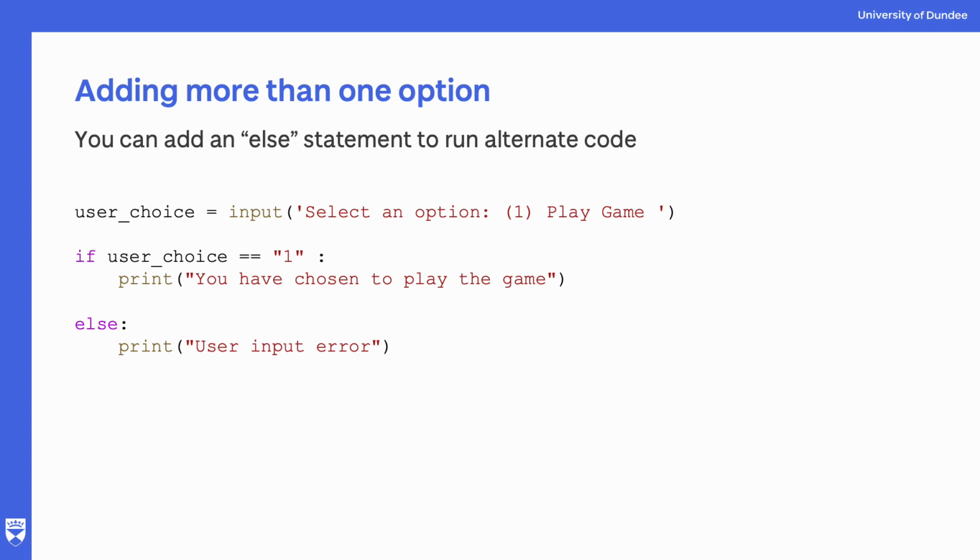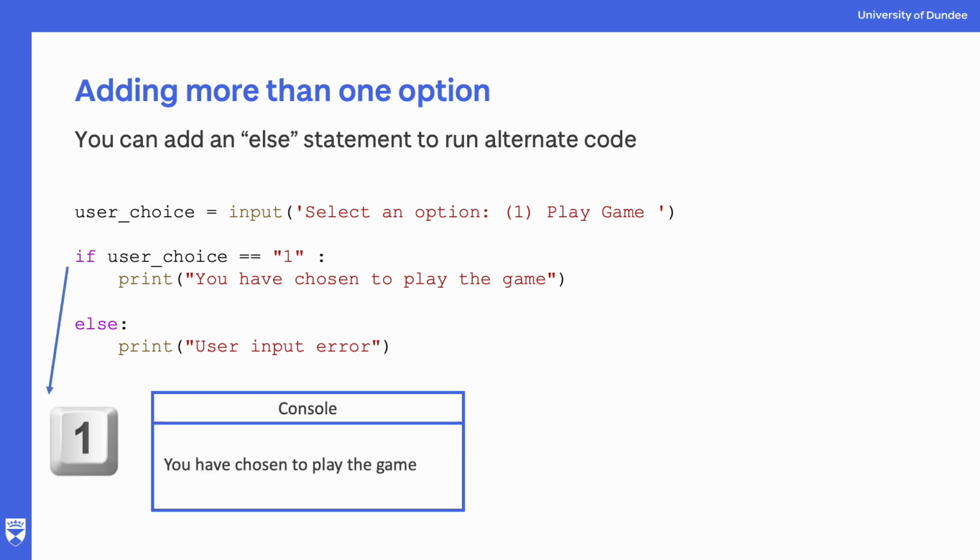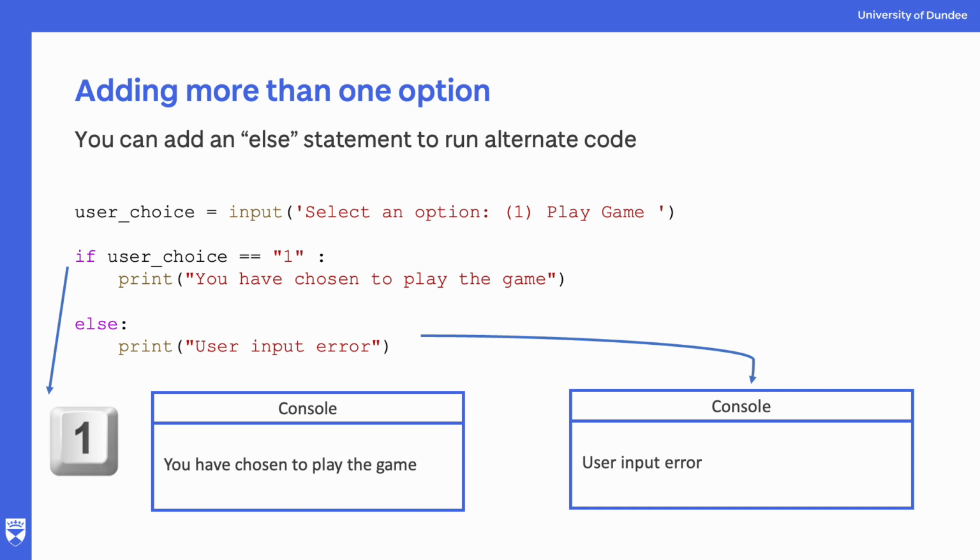If user choice is 1, then print out, you've chosen to play the game, and you can continue with the game code. Else, there's an error here. If you said just if user choice equals 1 and you had no else, the user would never know that they've done something wrong. So you can have these alternate options where you know you're going to do one or the other, and else is just a mop-up for anything that isn't true in the first part. We can see, if we press 1, you've chosen to play the game, and if not, we get this error.